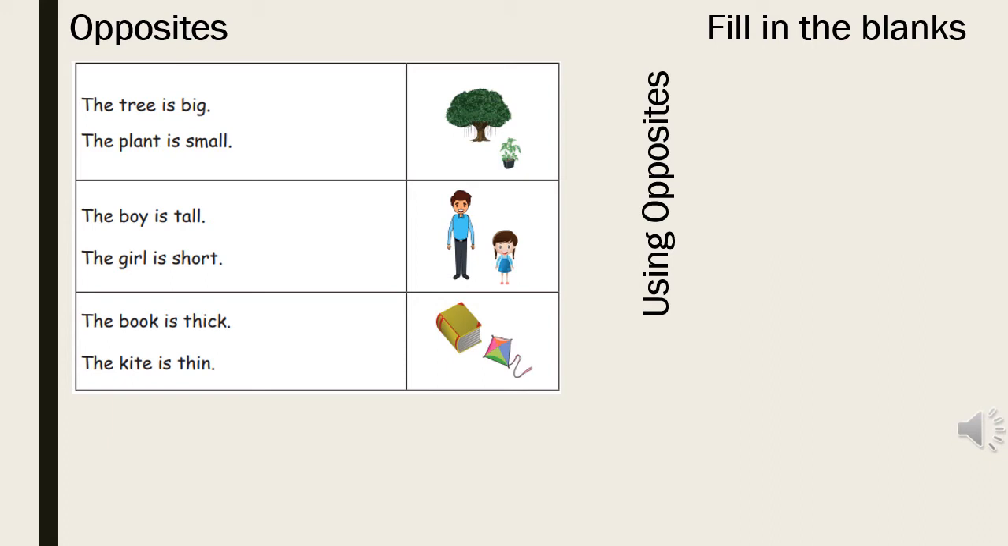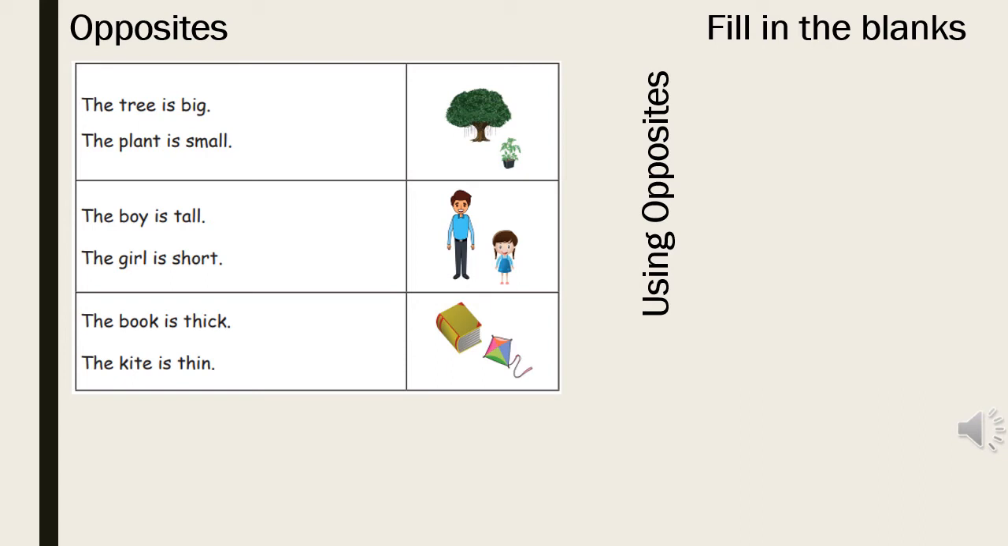Okay, there are some opposites in this lesson. So here they have given you big, small, tall, short, thick, thin. So there are pictures associated with it. So the tree is big, the plant is small, the boy is tall, the girl is short, the book is thick, the kite is thin. These are only some examples. So at home, you can get your own examples and show it to the kid. What is big, what is small, who is tall, who is short, what can be thick, what can be thin.